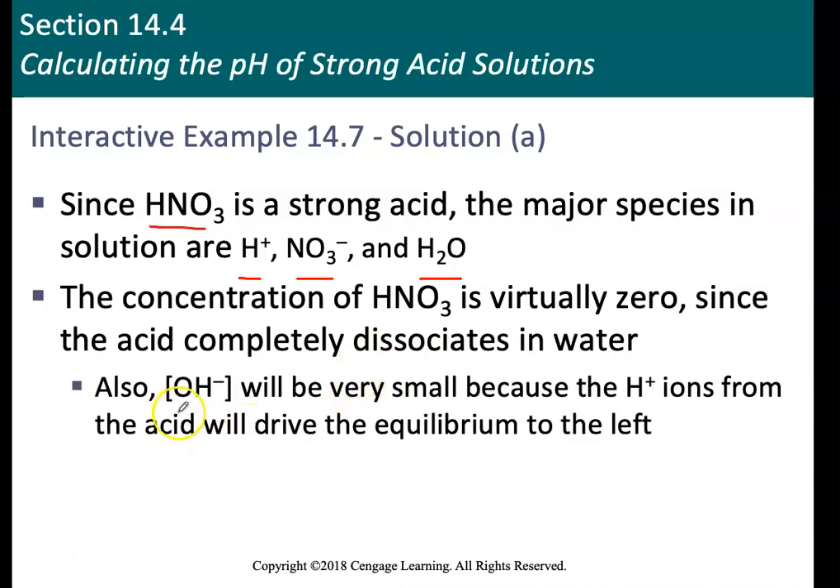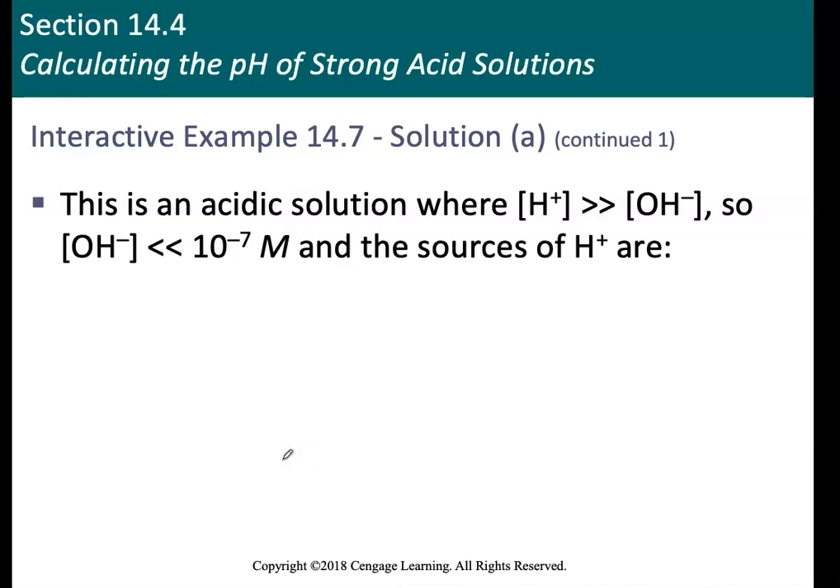So the OH- concentration will be very small because the only contribution of OH- comes from water, and that's already a very small quantity. That's the water contribution shown in this equilibrium. So this OH- will be very small compared to the H+ that is coming from the acid. So this is an acidic solution where H+ is greater than OH-. So OH- will be even lower than 10 to the -7.